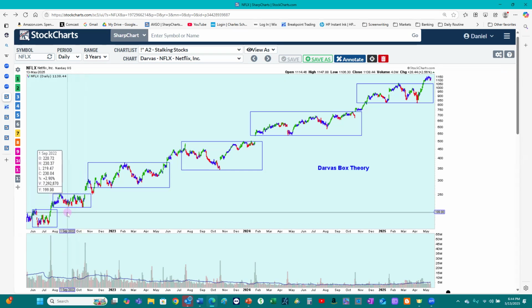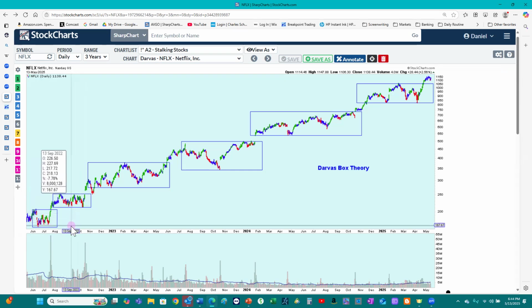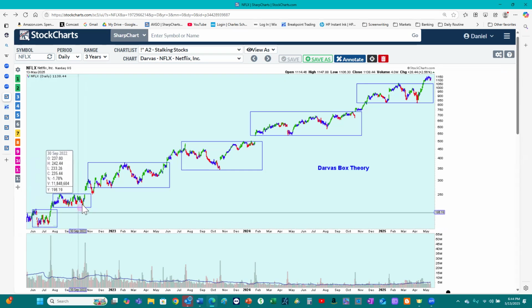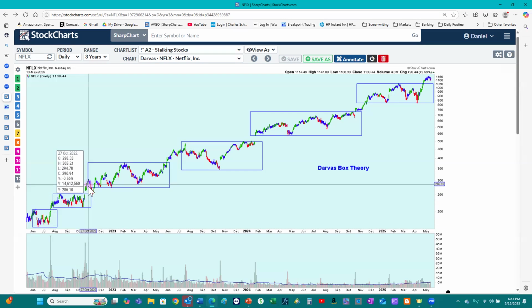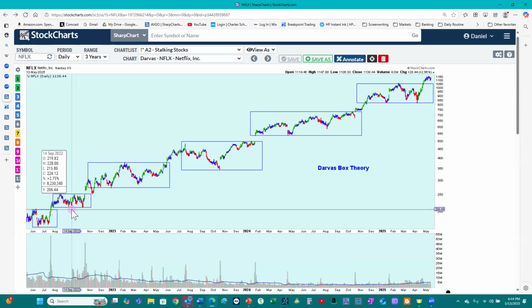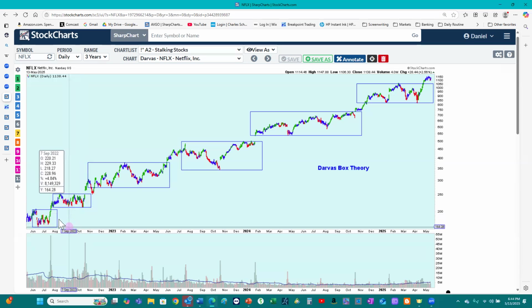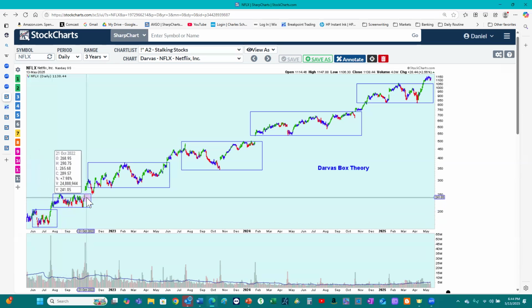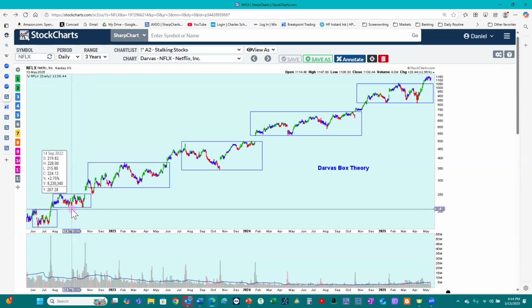Now his stop, the way he actually did his stops was he would first put it at the bottom of the previous box. And only after it broke out of this box would he move it to the top of the previous box. So when it was in this box, his stop was down here. Remember, he bought here, so that would have been a loss. Then when it broke out right here on big volume, it went up again. So now it's out of this box, and he's waiting for another box to be made. At this point, he moves it to the top of the previous box. So that's where his stop loss is.